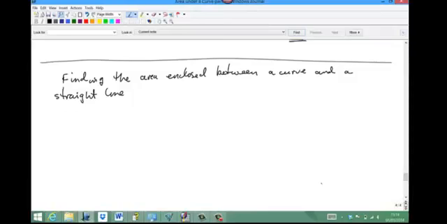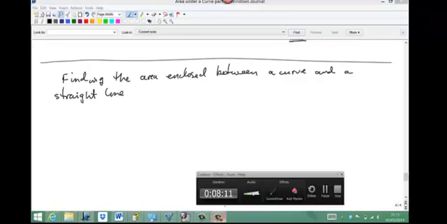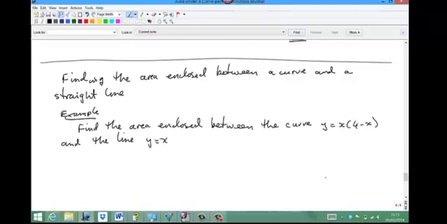Now the next thing we're going to do is find the area enclosed between a curve and a line. For example, we're going to find the area enclosed between the curve y equals x(4 minus x) and the line y equals x. So the first thing we've got to do is sketch the curve and the line.